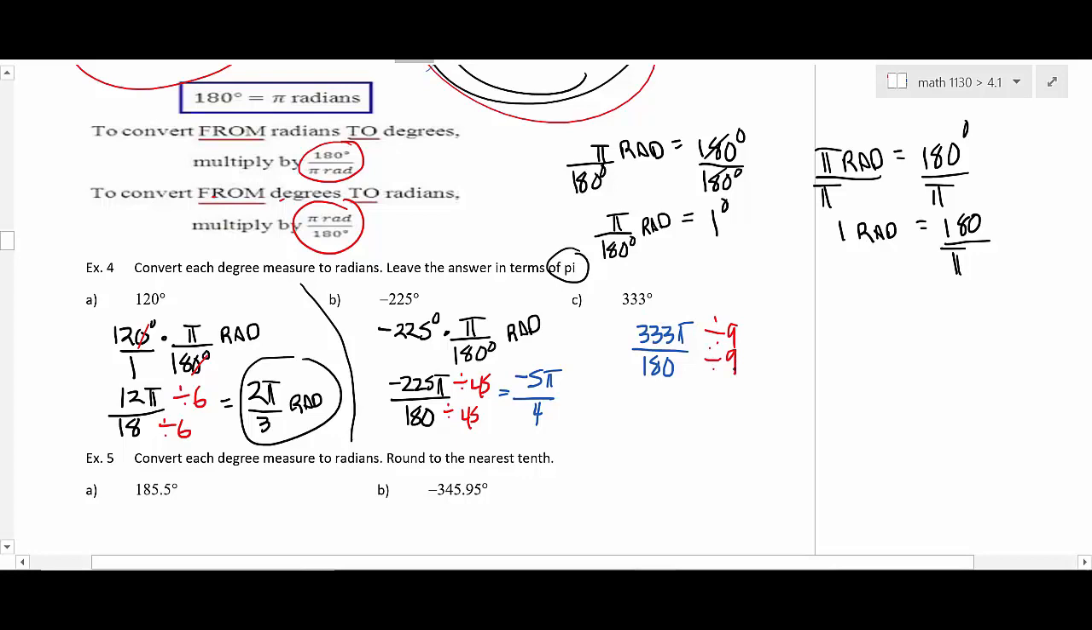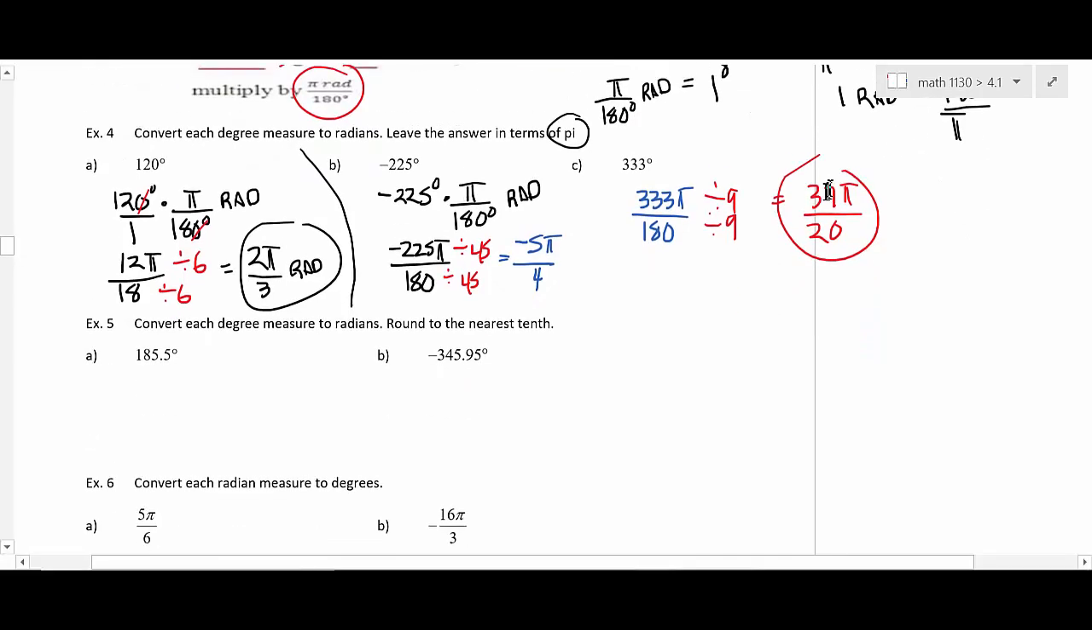Now I'm going to do this in 2 steps, mostly with my calculator. So 333 divided by 9 gives me 37 pi. And then if I do 180 divided by 9, I get 20. And that's as far as you can go. Okay, so that's typically one of the things you're going to do a lot. A real basic skill is being able to convert back and forth like that.